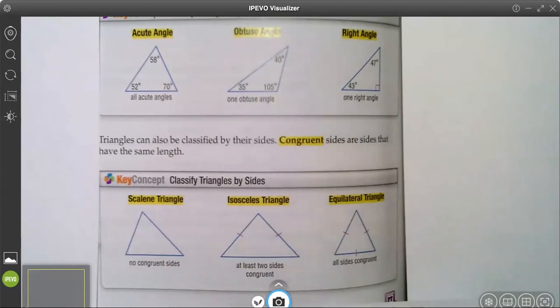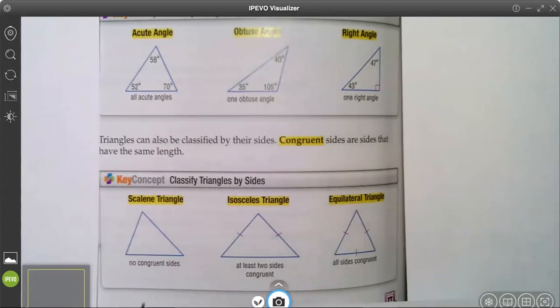We also classify triangles by their sides. If you have no congruent sides, remember congruent means equal, it means the same. If you have no sides the same, that is a scalene triangle. If you have two sides that are the same, that is an isosceles triangle. And if you have all sides congruent, that is an equilateral triangle.